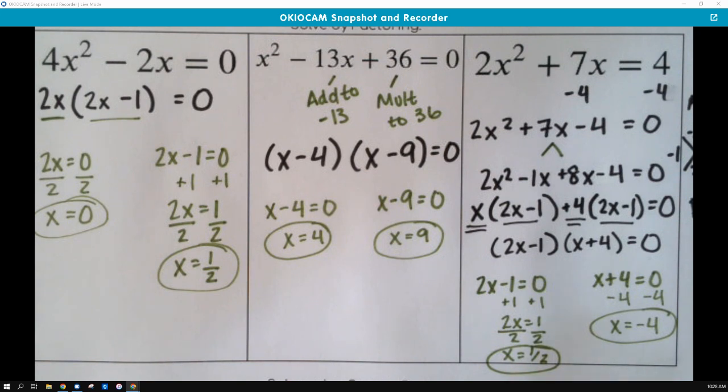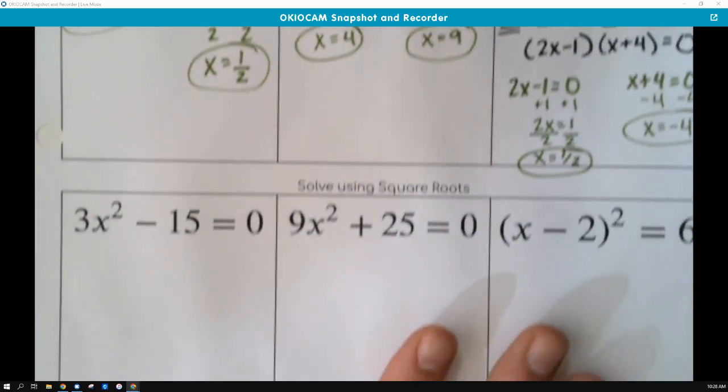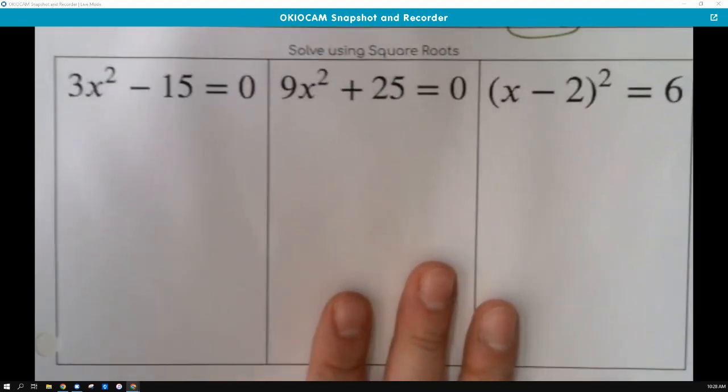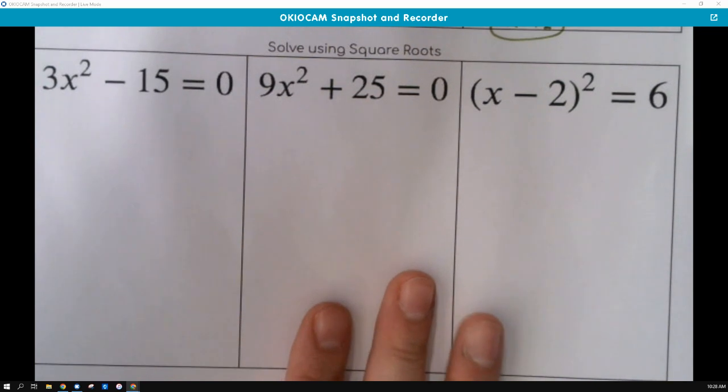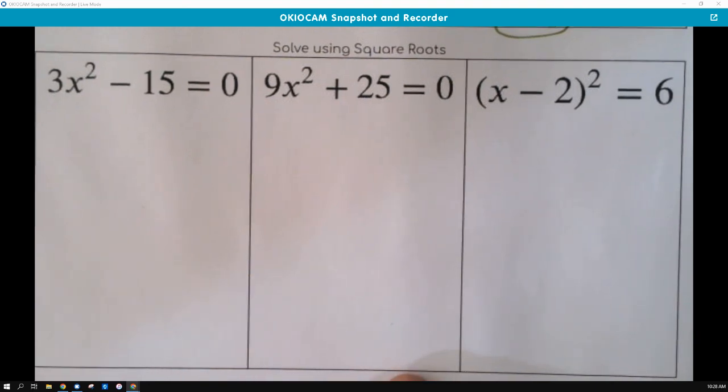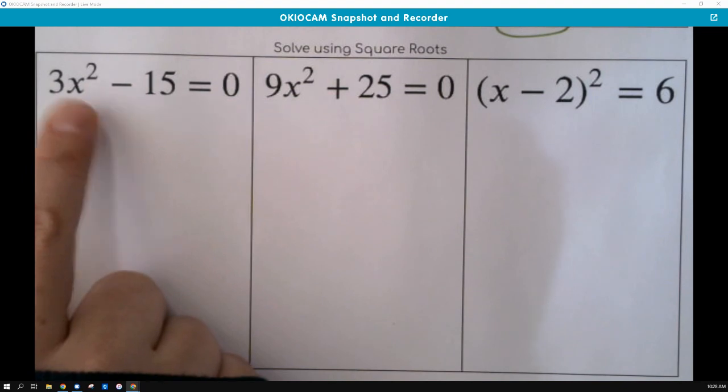Okay, other thing that we're doing today is solving when we can just use square roots. So sometimes we don't need to or can't factor things out, and we will be able to just solve it like a normal equation, and at some point just take the square root of both sides to get rid of our x squared. So for this first one here, we are going to start by getting x squared by itself.